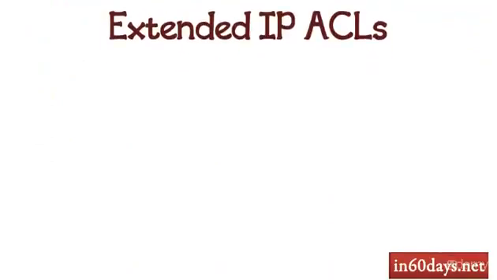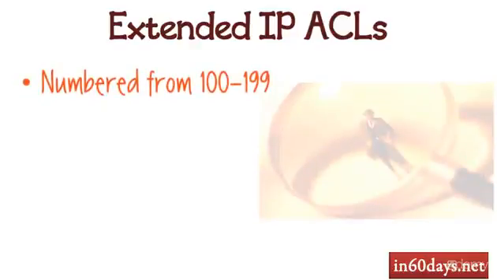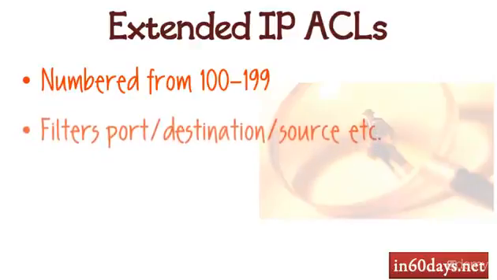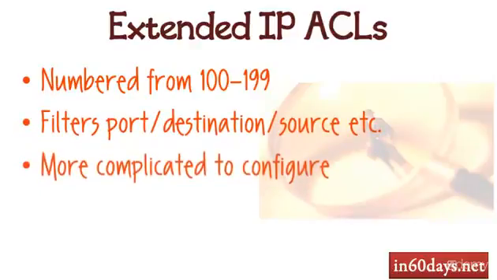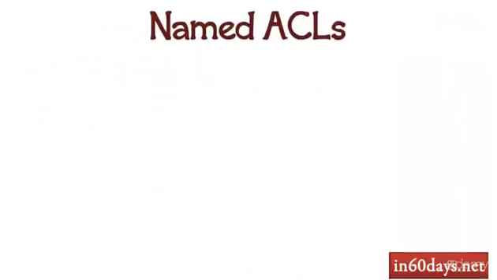Now extended is the main sort of access list you'll use as a network engineer. The only shortfall is it filters a lot more, and you've got a lot more granularity, but because of that it actually has a lot more permutations for you to have to put in. So the router knows it's an extended access list because it's numbered 100 to 199, but it can filter, as I said, on a more robust range of services and protocols.